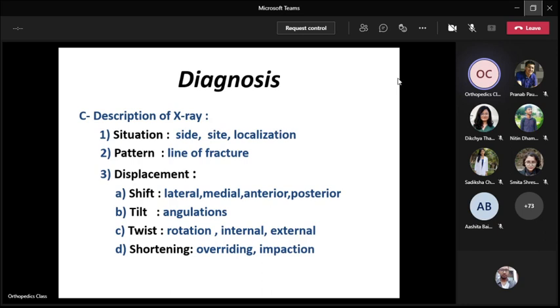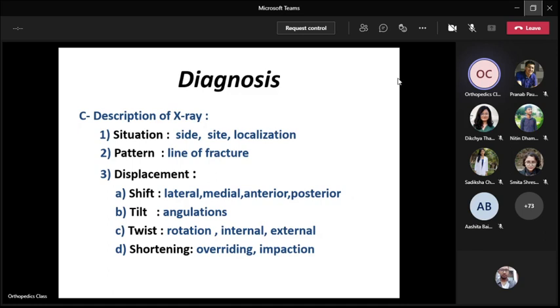Then comes the pattern of the fractures. So it is a transverse fracture, a spiral fracture, or a comminuted fracture, depending upon the fracture geometry. Then comes the displacement. Displacement is always in comparison to the proximal fragment. So proximal is in alignment, and according to the distal fragment, it has gone medial or lateral, anterior or posterior. It may go in any direction.